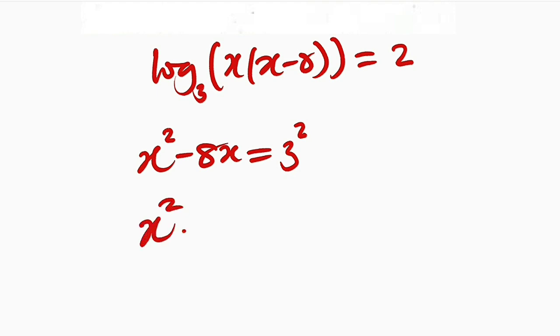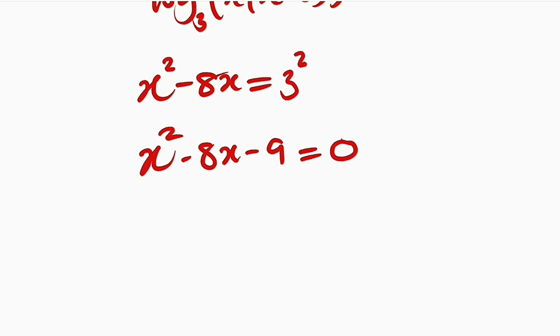And hence this is x squared minus 8x minus 9 if you take it to the other side, and this is equal to 0. This is a quadratic equation that can be factorized. Let us think of two numbers that multiply to get 9.